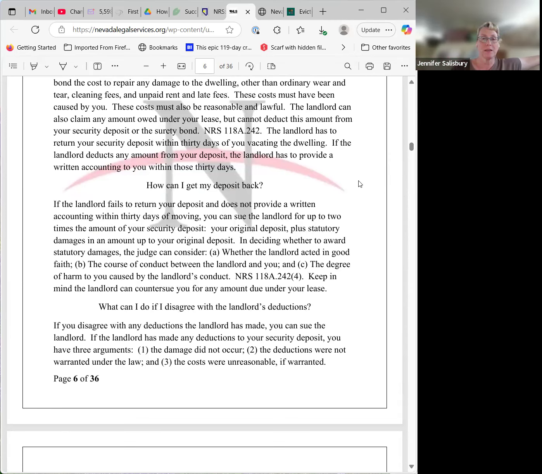So, let's see. What can I do if I disagree with landlord deductions? I'm not going to get into all of this, but this is the next part. Problems after moving in, problems with your dwelling. Basic requirements. Nevada is a very hot state, right? And so they're talking about habitable items, essential items. Your dwelling must comply with health and housing code and have hot and cold running water. This is important. Hot and cold running water, not just hot and cold water, hot and cold running water.